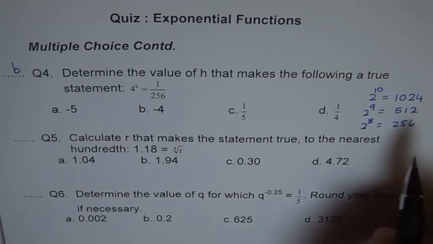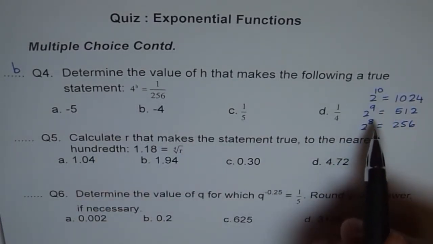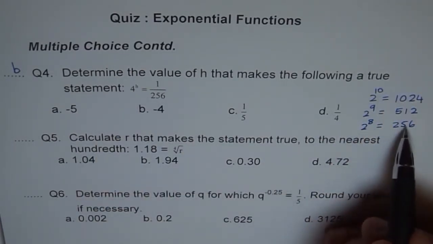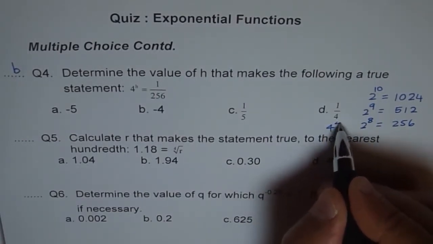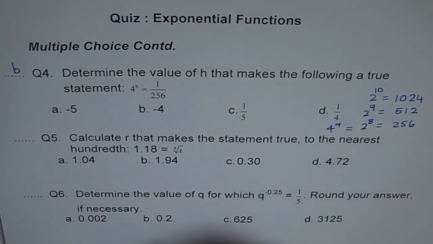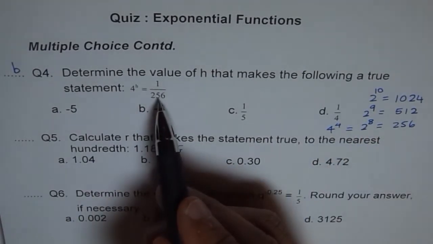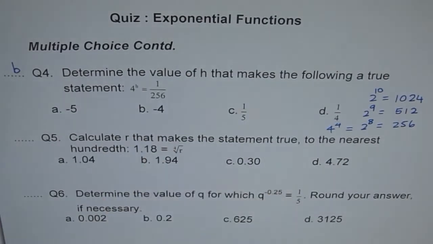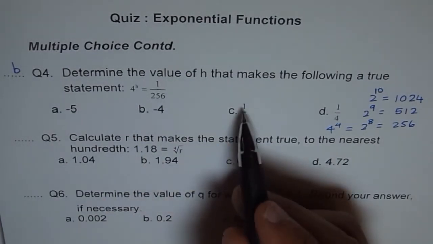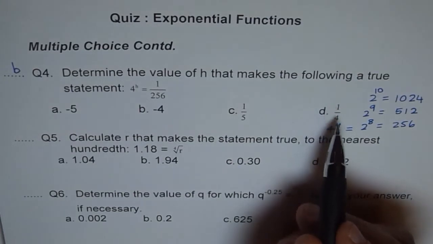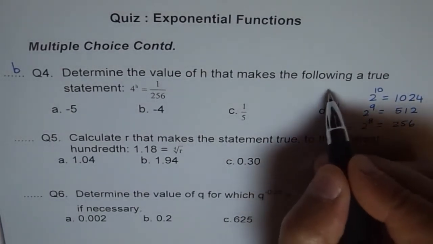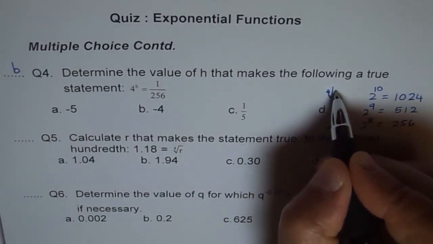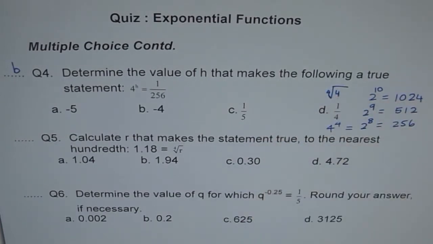Now, 4 is 2 squared. Therefore, 2 to the power of 8 is as good as 4 to the power of 4. Do you understand? And we need 256. Since it is in the denominator, minus 4 is the right answer. These are radicals: 1 over 5 and 1 over 4 are radicals. If I say 4 to the power of 1 over 4, that means the 4th root, which is a much smaller number.